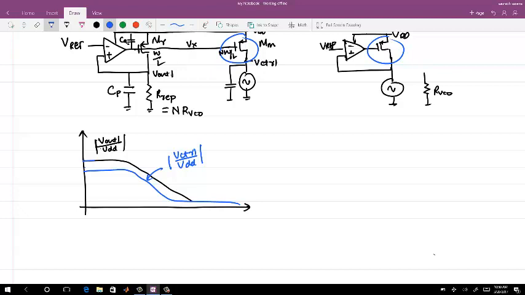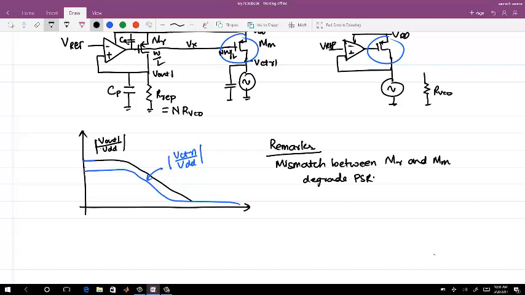So what does it rely on between MR and MM? The regulation of the current which we are doing on the replica, we assume that that is exactly replicated on the MM. So mismatch between MM and MR is a problem. Mismatch between MR and MM degrades PSRR. Okay, any questions?